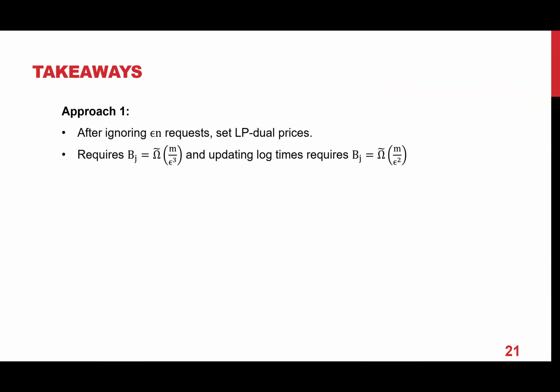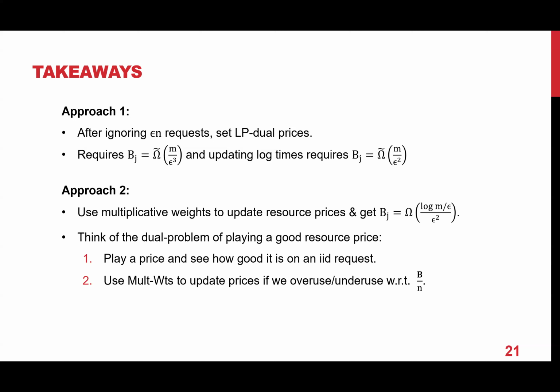So for online resource allocation with IID requests, independent and identically distributed from the same distribution, we just saw two algorithms. The first is the approach where you ignore the first epsilon n of your requests, and then compute LP dual prices, some fixed prices. That naively gives you m over epsilon cubed. You can update it log times to improve it to something like m over epsilon squared. The second approach is via this multiplicative weights method, which gets you an exponential improvement in the number of resources, from m to log m over epsilon squared.